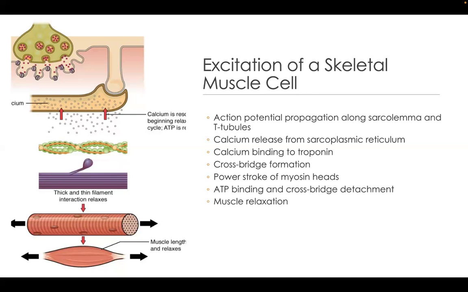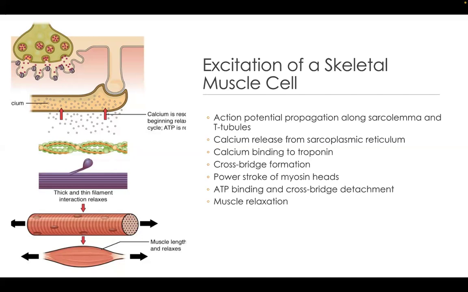The action potential in the T tubules triggers voltage-sensitive DHPR, which are the dihydropyridine receptors, to activate ryanodine receptors on the sarcoplasmic reticulum. So this causes the SR to release stored calcium ions into the cytoplasm of the muscle fiber. We then have the calcium binding to troponin.